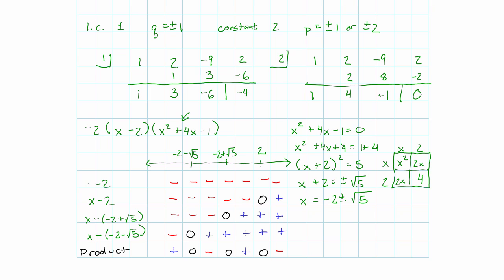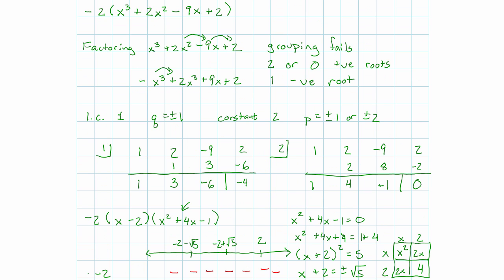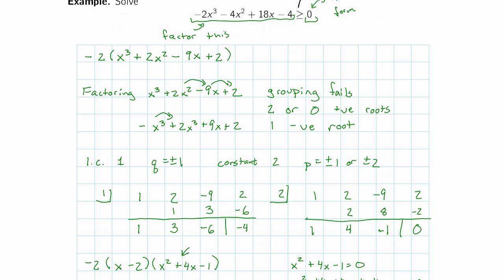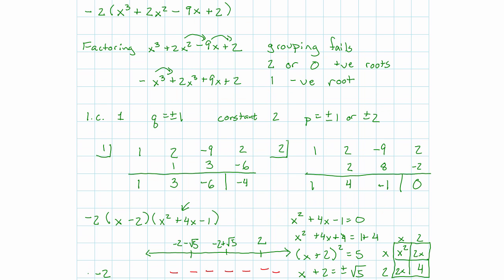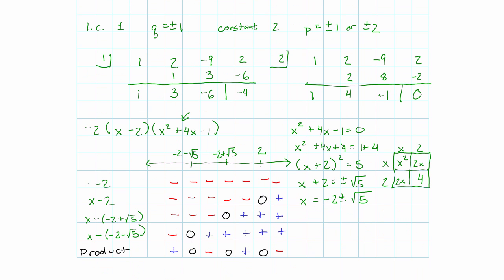Okay, now we look back at the original inequality. We want greater than or equal to 0. So that means we want equal to 0 and we want positive. Our solution set: we have negative infinity up to this first cutoff point, negative 2 minus root 5, and that number is included. Union, the second cutoff point, negative 2 plus root 5, up to 2. And both of those endpoints are included.